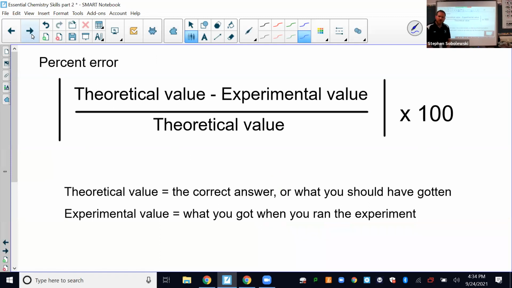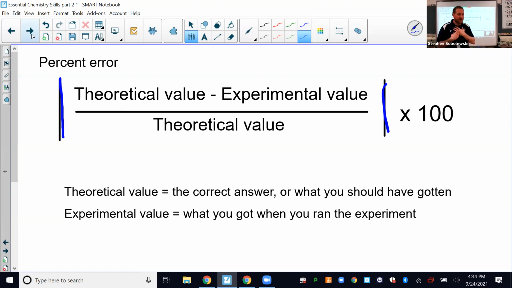Percent error, another fairly simple concept. Percent error is a way of quantifying how accurate your results are, how close you are to the desired result. So here's the formula for percent error. It's your theoretical value minus your experimental value. However, since this is in absolute value, the order doesn't actually matter in the numerator. It can be reversed, experimental minus theoretical.